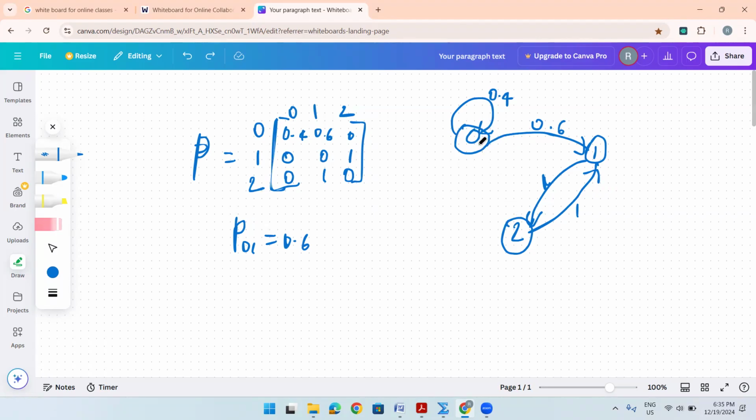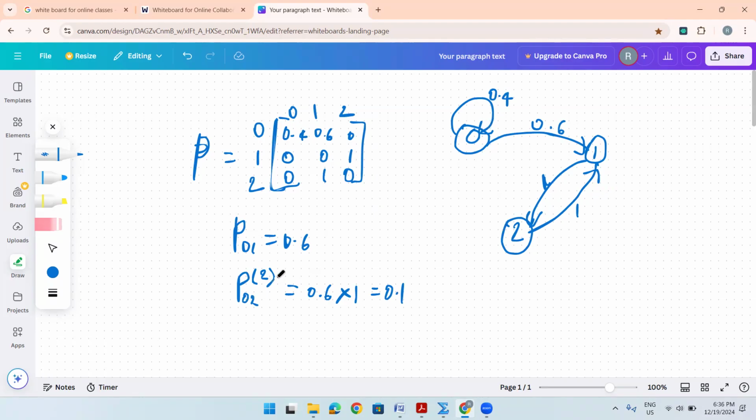How do we reach 0 to 2 indirectly? 0 to 1 and 1 to 2. Like this we can reach. Actually P02 is 0. So we write 0 to 1 with the probability 0.6 and 1 to 2 with the probability 1. So this is the probability of reaching 0 to 2 not in a single transition but in two transitions. That's why we put it like this.